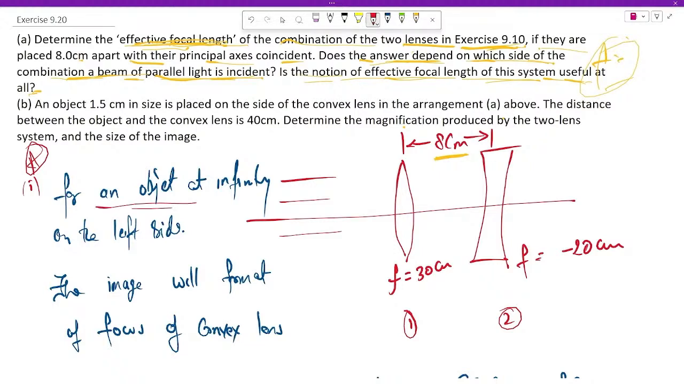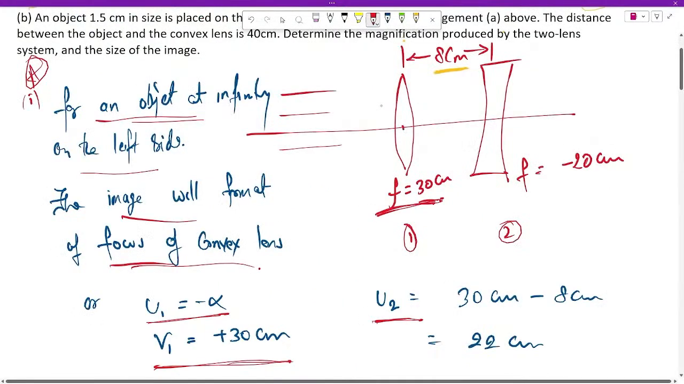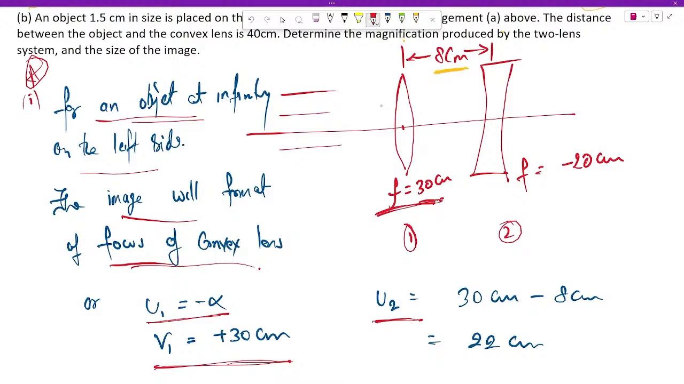Now for an object at infinity on the left hand side, the image will form at the focus of the convex lens. Since we have been given the focal length of 30 centimeter, the distance of the image for this lens would be v equals 30 centimeter. As u1 is infinity for the convex lens, that is the first lens, we can say that v1 equals 30 centimeter, and u2 here represents the object distance for the concave lens, that is the second lens. When the first lens forms the image, it would be 30 centimeter on the right hand side of the lens.